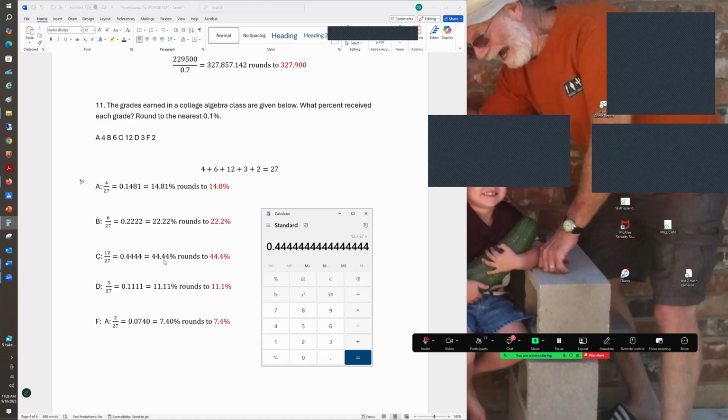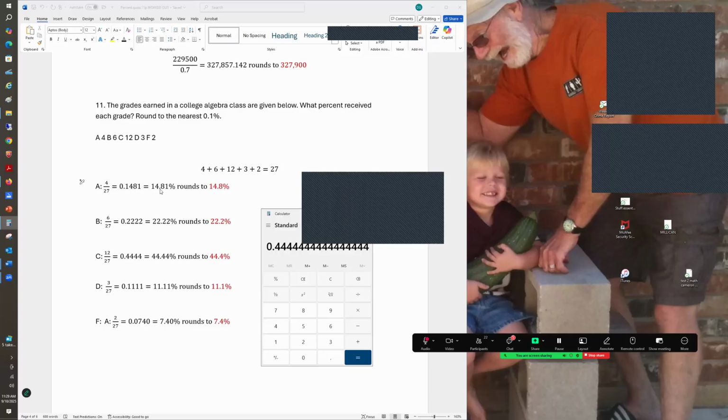And that rounds, because it says to the nearest 0.1%. That means change it to a percent and give me one decimal place. I still have folks telling me the answer is 0.1, 0.2, 0.4, 0.1. No, this is the way to do it. And it's on page 6 of your materials.